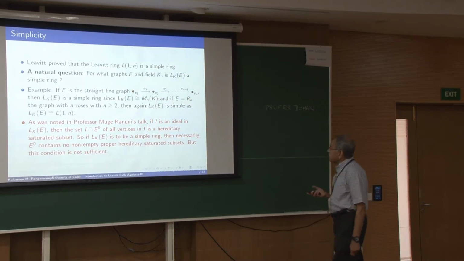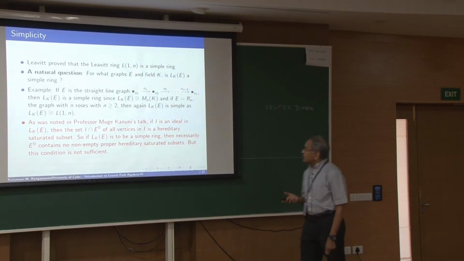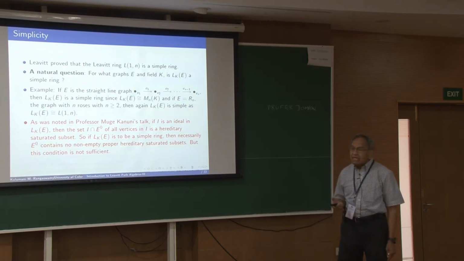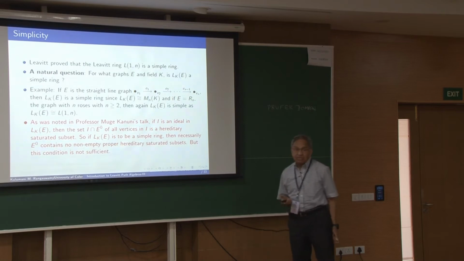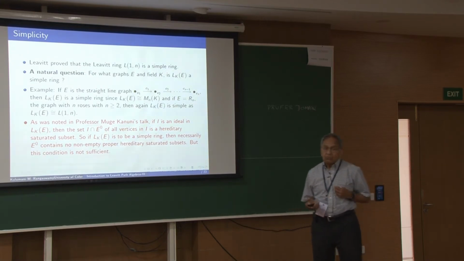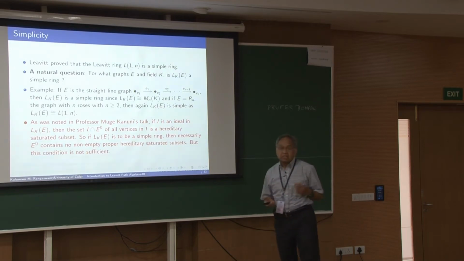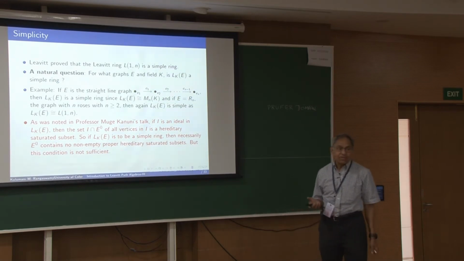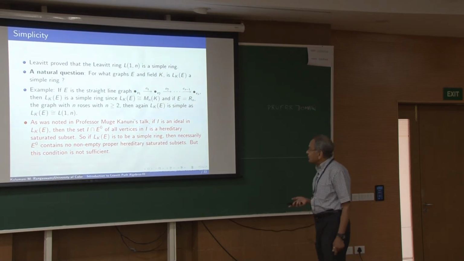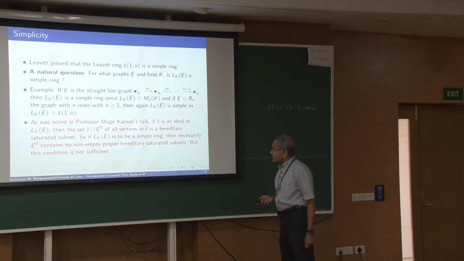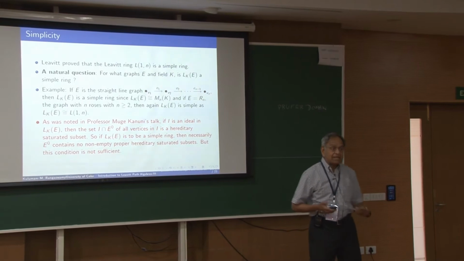Professor Muge mentioned that if I is a non-zero ideal, then the set of all vertices in I, I intersection E^0, is a hereditary saturated subset of vertices. And you also mentioned the correspondence, at least in the row-finite case, between ideals and the hereditary saturated subsets. So if you're looking for the case where it's a simple ring, that is almost immediate: if you don't want any non-zero ideals, then necessarily there cannot be any non-empty proper hereditary saturated subsets. That certainly is a necessary condition, but it's not sufficient.